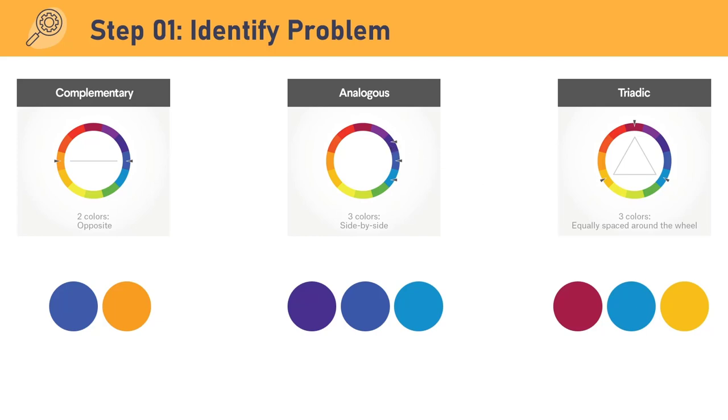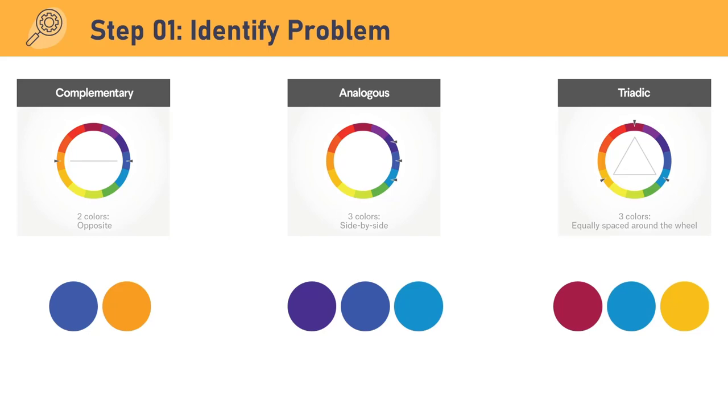Okay, the last one is triadic. Triadic is colors that are equally spaced around the wheel. So let's say the main color is a maroon over here, the second color should be the sky blue, and then the third color should be the light orange. So you can try to experiment with color using Adobe Color.